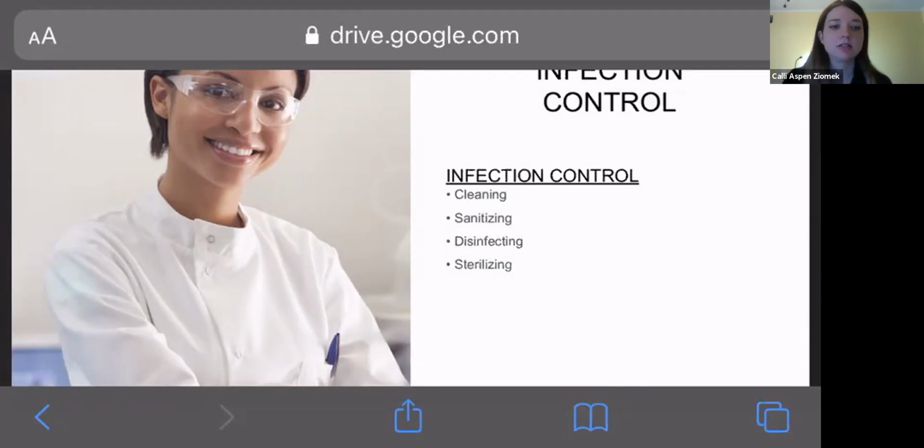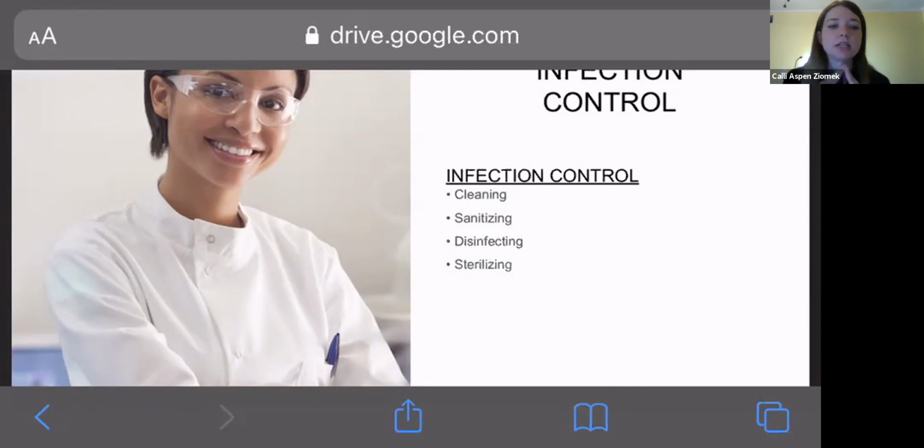Disinfecting is used for non-porous items, specifically on your products, to destroy harmful organisms, bacteria, viruses, and fungus. The only thing that disinfecting doesn't kill is bacterial spores. So that is also a very important thing. Disinfecting does not get rid of spores on implements or environmental surfaces.